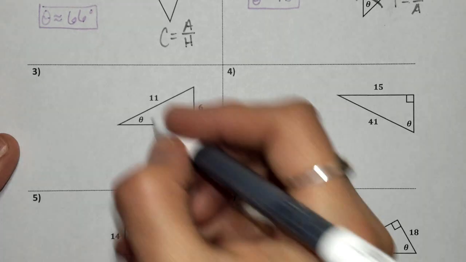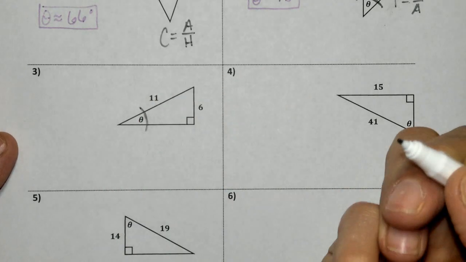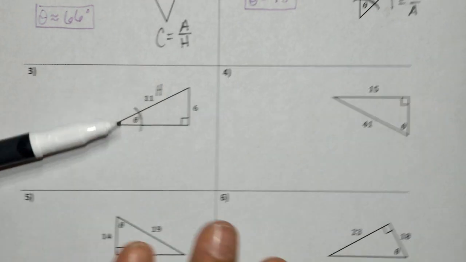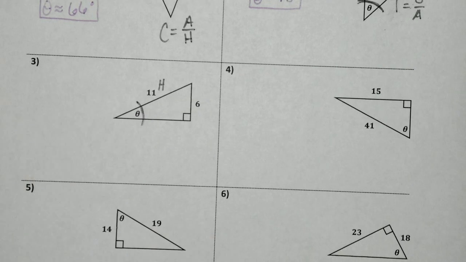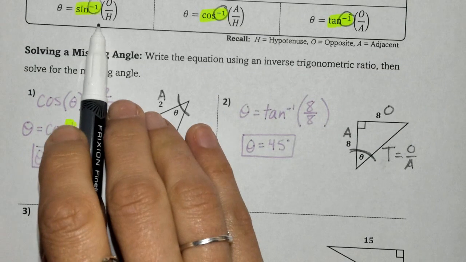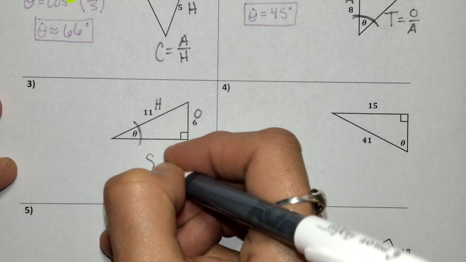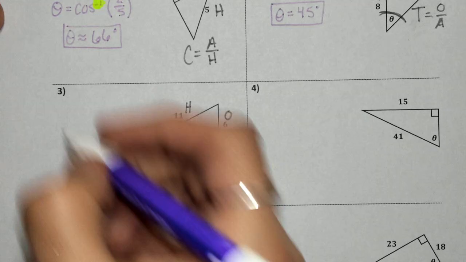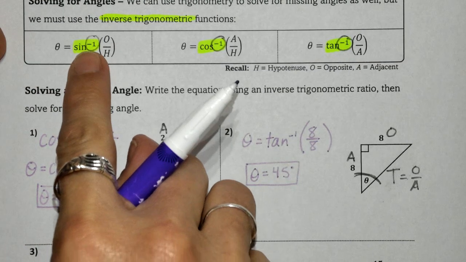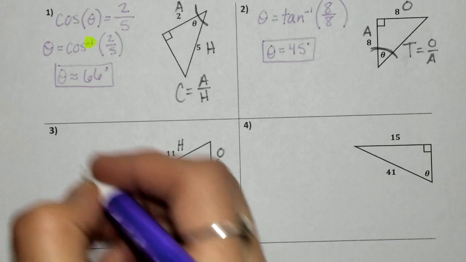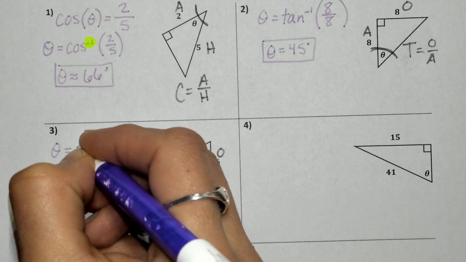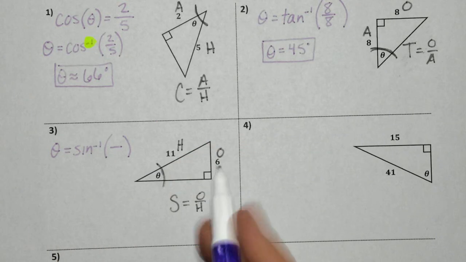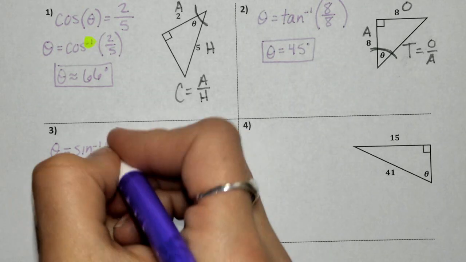All right? Number 3, theta. Next, we're using H, hypotenuse. Yes, we are. Then staying at theta, 6 is on the opposite side. O and H are sine. So we're going to be using the sine function. Straight into this formula right here. Theta is equal to the inverse sine. So theta is equal to inverse sine of opposite, 6, over hypotenuse, 11.